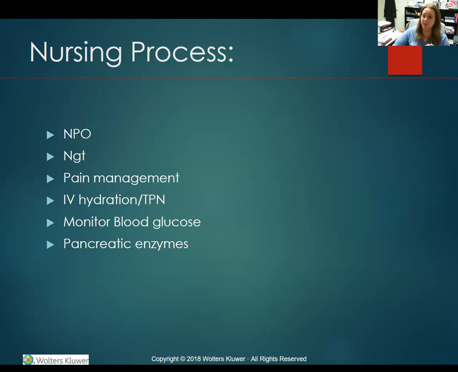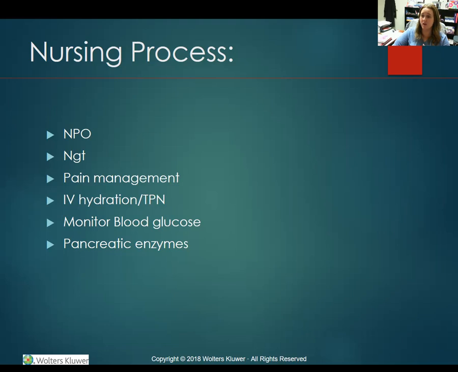We may also insert an NG tube to decompress, to decrease gastric contents, and to help with nausea, vomiting situation. Once the amylase and lipase start to come back to normal, then they may start them back on an oral diet. Just depends on how severe their pancreatitis is. Again, pain management is huge with these patients.